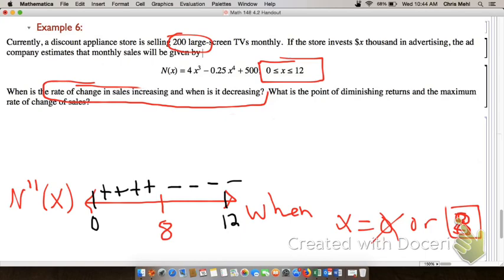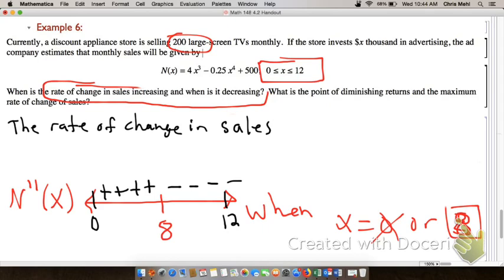Okay, so the answer to the first question: the first derivative, i.e. the rate of change in sales, increases.